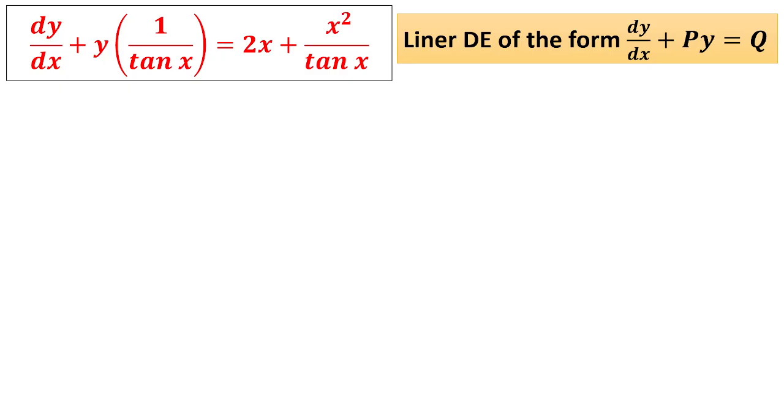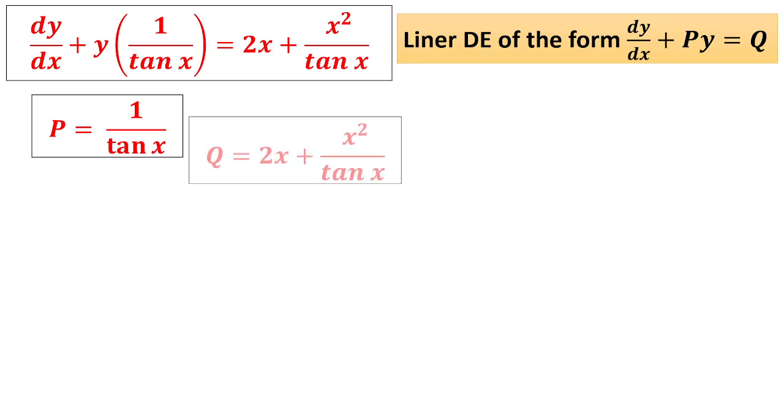Now what is p now? Coefficient of y. What is q? The right hand side function of x. Therefore I am identifying p and q.